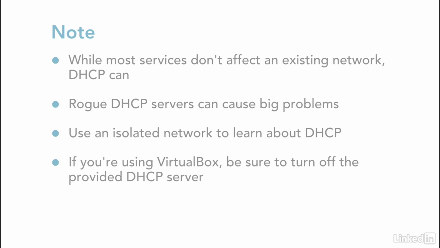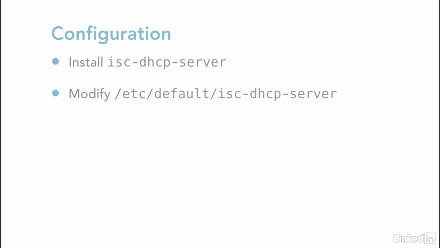I've disabled that feature on my virtual network. To get started, we need the ISC DHCP server package. ISC stands for Internet Systems Consortium. Once that's installed, there are two files we'll need to modify in order to make this system act as a DHCP server. These are /etc/default/isc-dhcp-server and /etc/dhcp/dhcpd.conf.